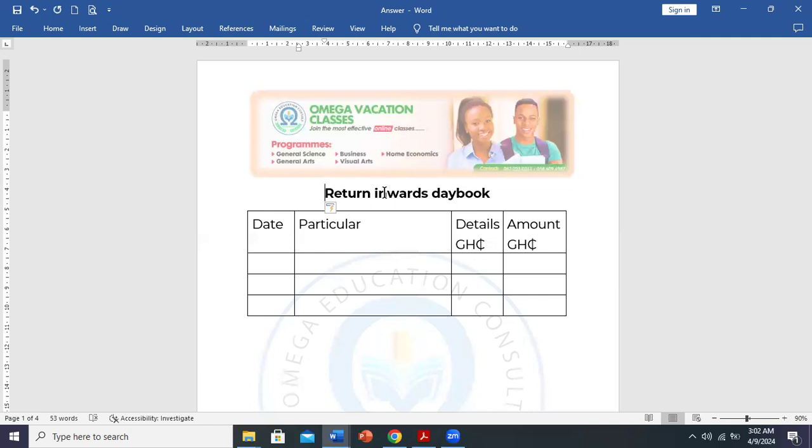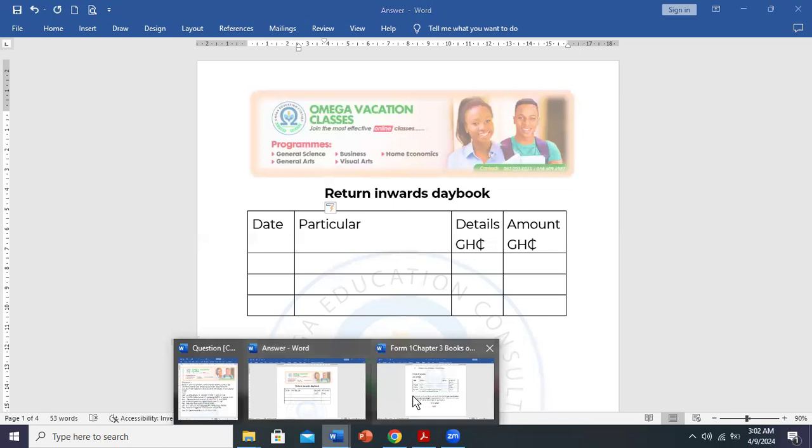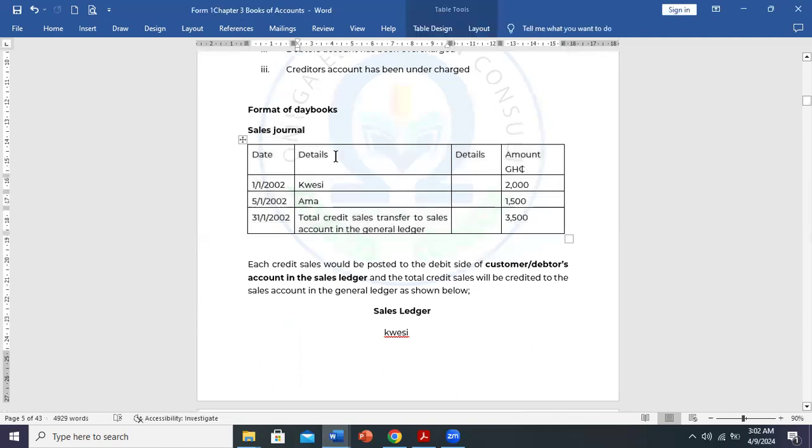Good. So we now know the format for the first 4, but we'll pick them one by one and go through each of them. So picking on the sales, right? So the date, the particulars, the details, and then amount. So in this sales journal, I have just put in some transactions in there just for our use. So we have 1st January 2002. Then the name of the person we sold to.